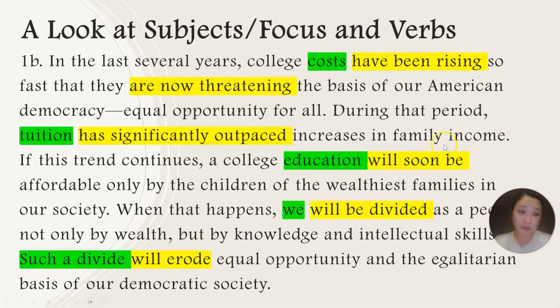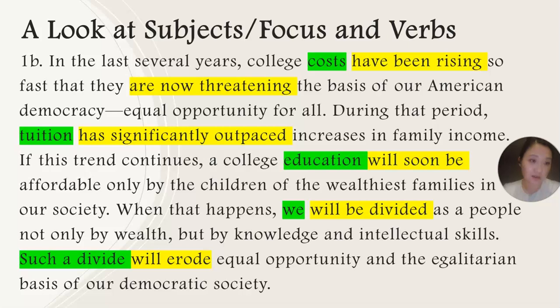If we look at 1b, and I'm just going to move myself again here, subject and verb. Subjects in green, verbs in yellow, and they are right next to each other. Costs have been rising and are now threatening. Tuition has significantly outpaced increases. Education will soon be affordable. We will be divided. Such a divide will erode. Those are the core of every sentence, and it's clear. Without needing to have it highlighted as we read, it is clear and straightforward to us. And that is what we need.